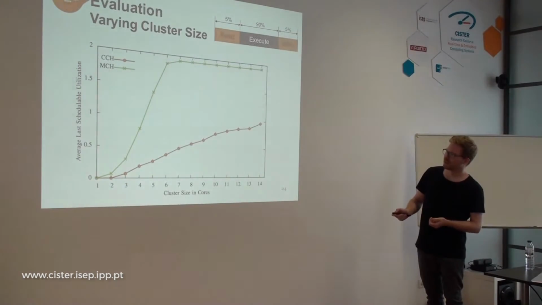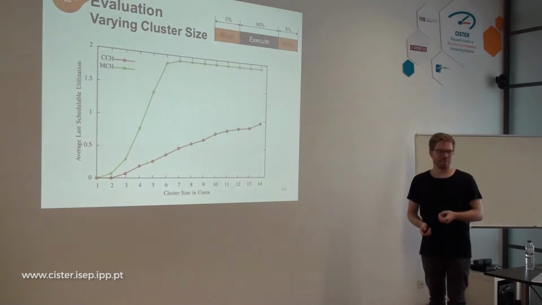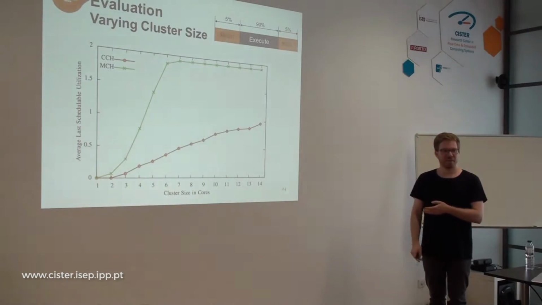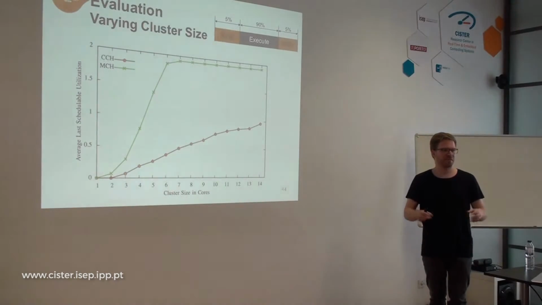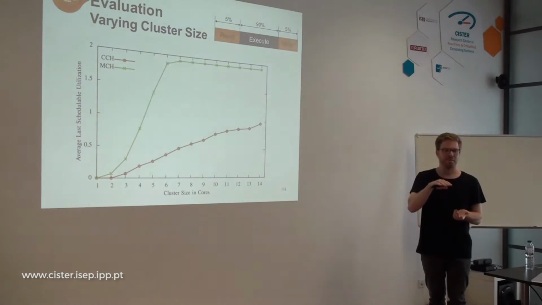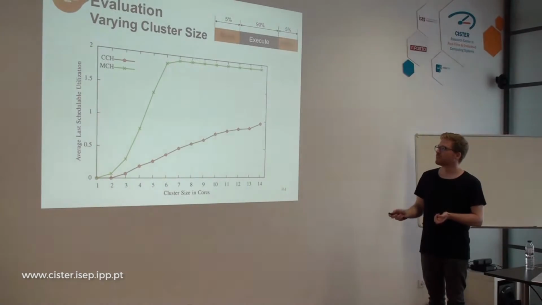And as you can see on the y-axis, we have the average last schedulable utilization. What we mean here is that once our system is schedulable, we inflate the execution times of all runnables until we find this last schedulable utilization. And then here we show the average out of all those values.